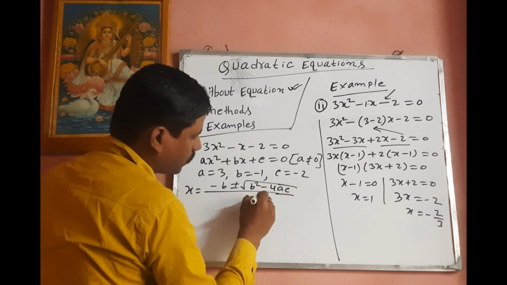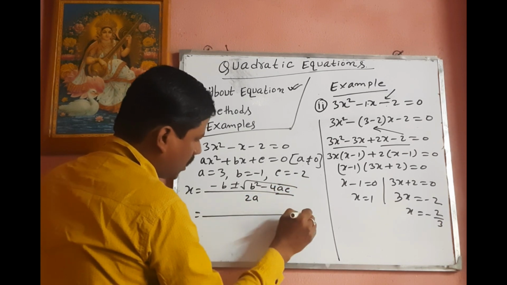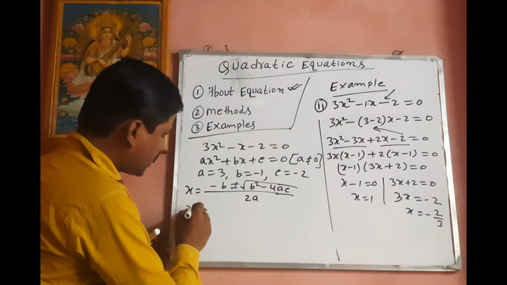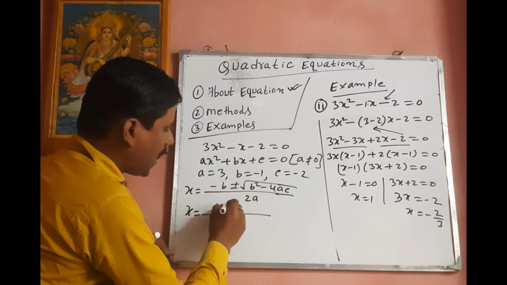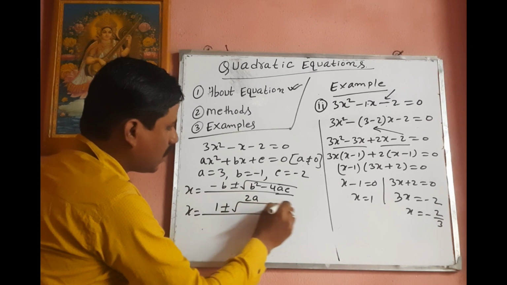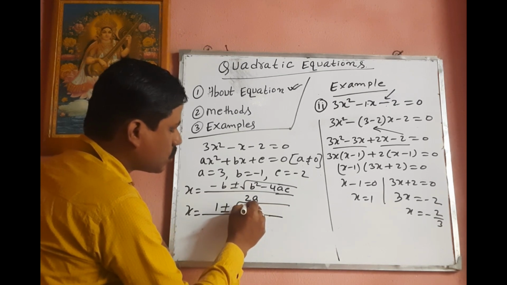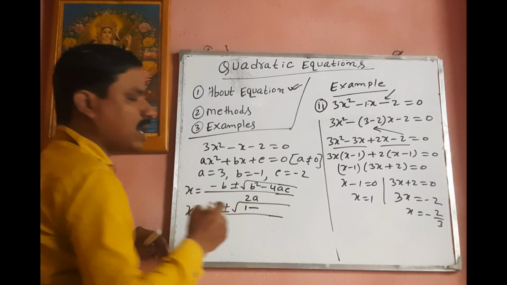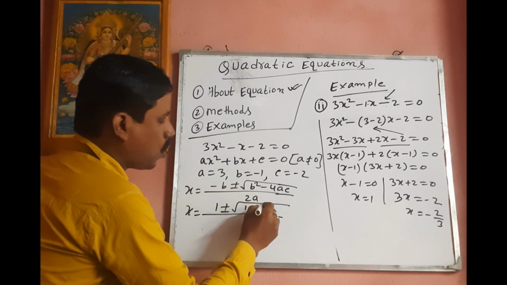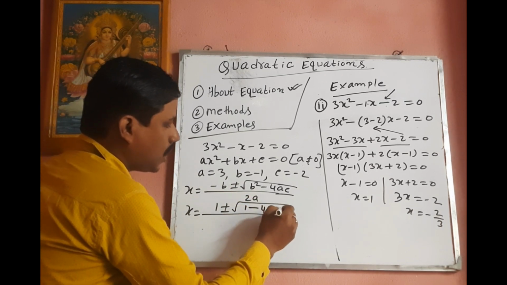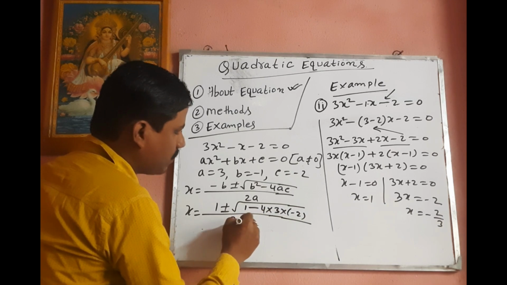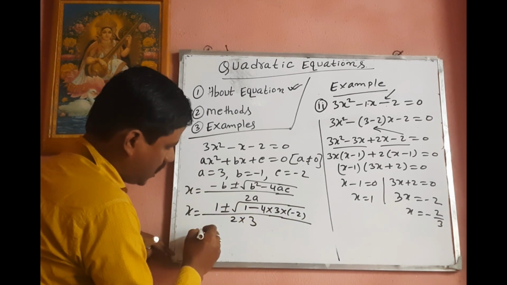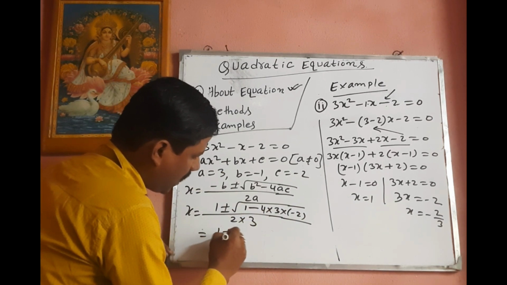And putting the value of a, b, c, we get x is equal to minus of minus 1, this is 1, plus minus root under b square. There is minus 1 square, which means 1, and minus 4 into 3 into minus 2, and divided by 2 times a, which is 3. Then we get 1 plus minus.